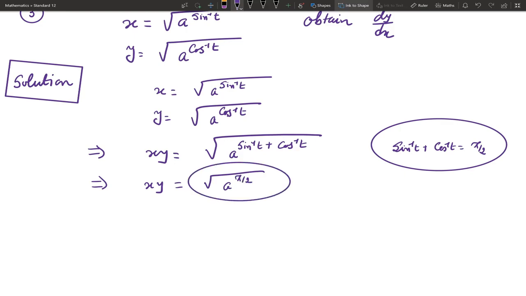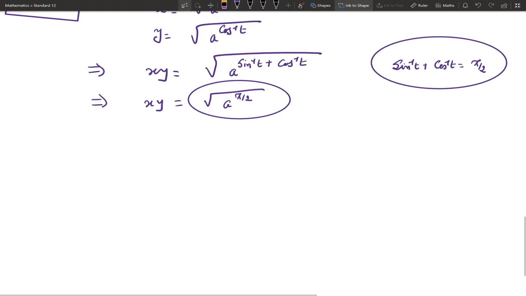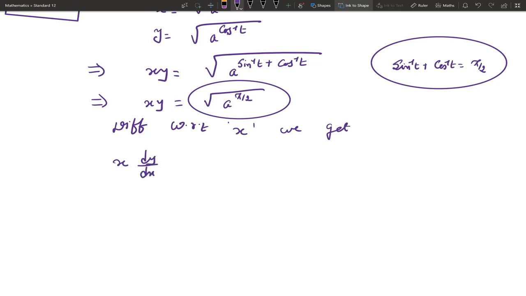So you can observe the right hand side is constant. So here we will consider y as an implicit function of x. Differentiating with respect to x, on the left hand side product rule, u into v form. So x into derivative of y, dy by dx, plus y into derivative of x with respect to x, which is 1. X is independent while y is an implicit function of x. Right hand side is constant, so its derivative is 0.